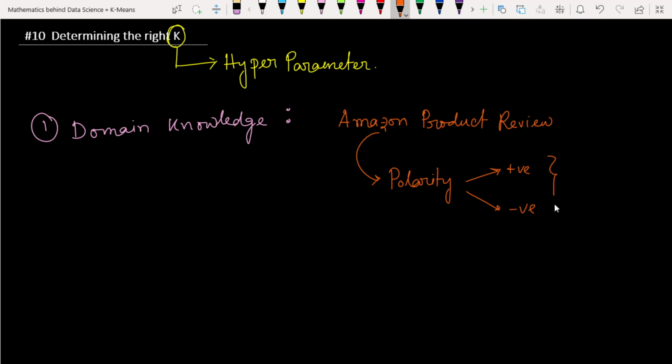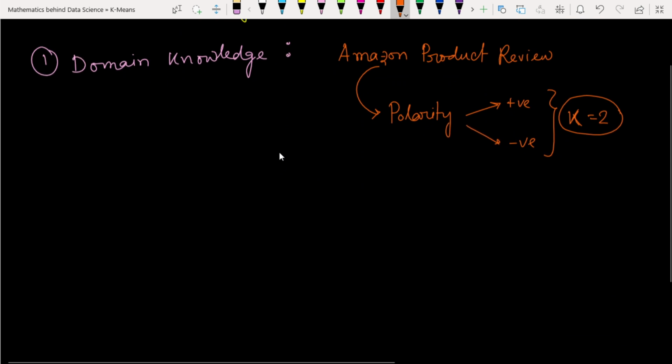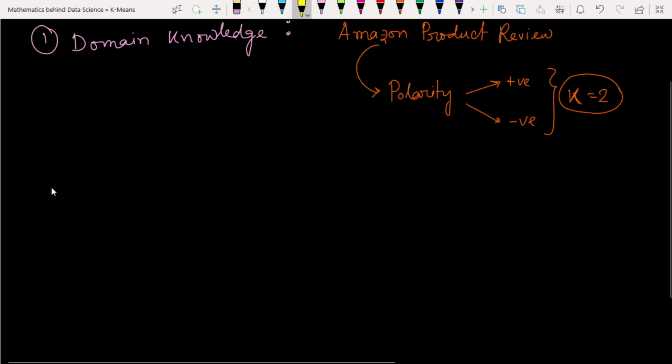So in such cases, what is k? k is equal to 2. Here in this case, k is simply 2. So this kind of domain knowledge is sometimes required to find the right k. Now let's try to understand through the next example.